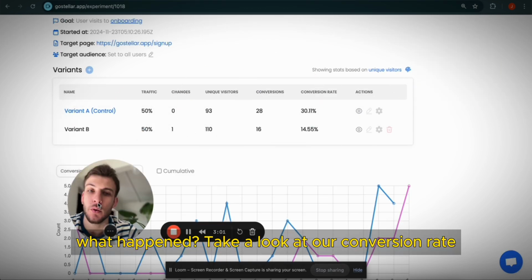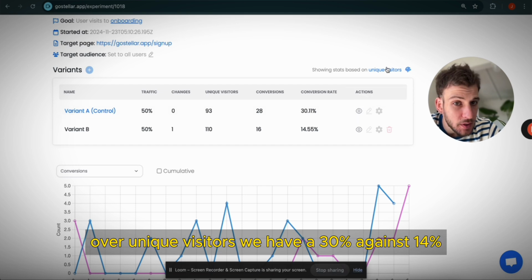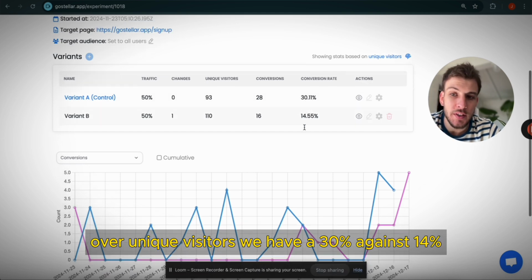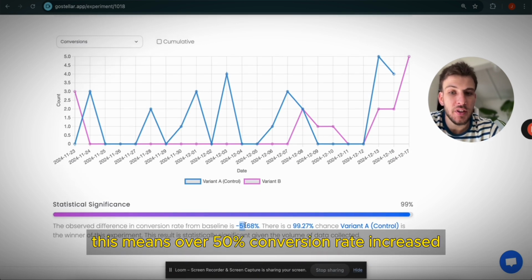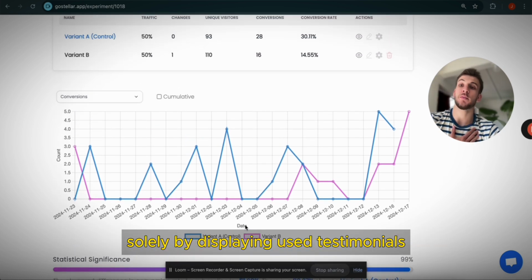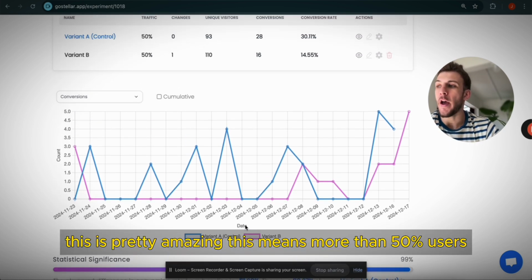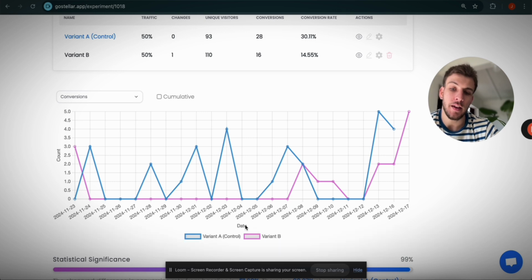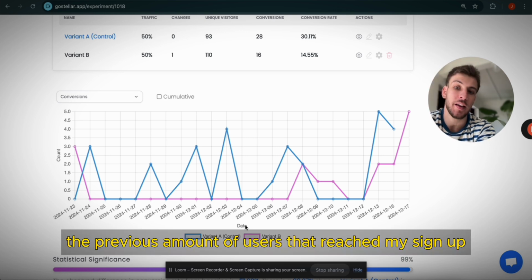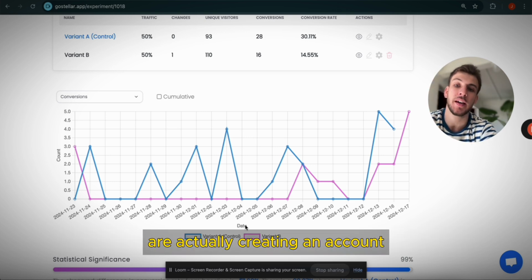What happened? Take a look at our conversion rate over unique visitors. We have 30% against 14%. This means over 50% conversion rate increase solely by displaying user testimonials. This is pretty amazing. This means more than 50% users over the previous amount of users that reached my signup are actually creating an account.